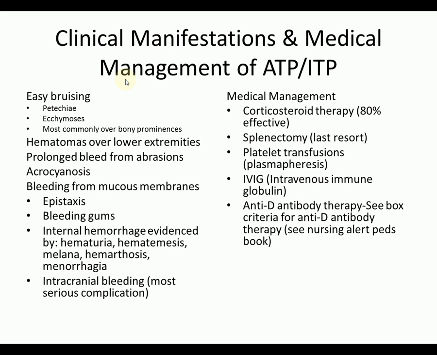Medical management is corticosteroid therapy. 80% is effective. You have splenectomy as the last resort, platelet transfusion or plasmapheresis, IVIG, which is intravenous immune globulins, and anti-D antibody therapy.